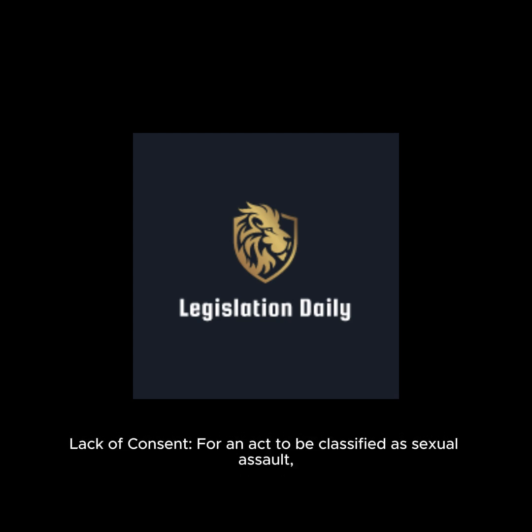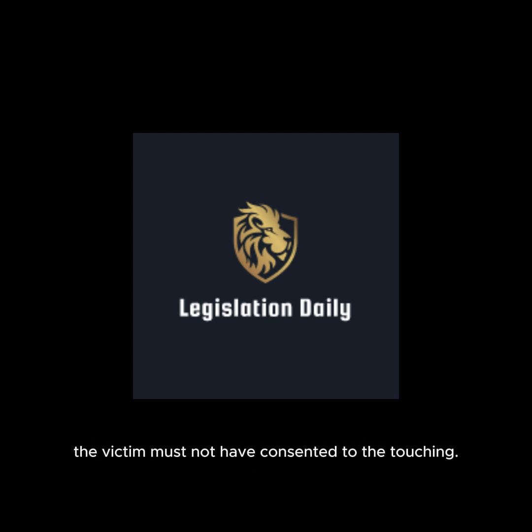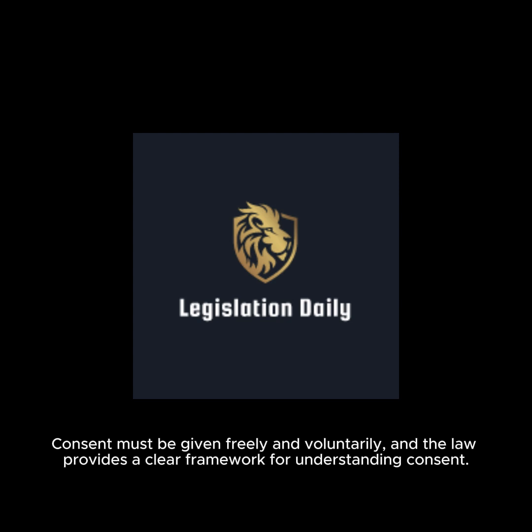Lack of consent. For an act to be classified as sexual assault, the victim must not have consented to the touching. Consent must be given freely and voluntarily, and the law provides a clear framework for understanding consent. Reasonable belief in consent. The accused must not have a reasonable belief that the other person consented.